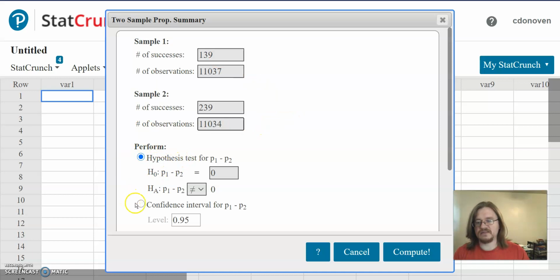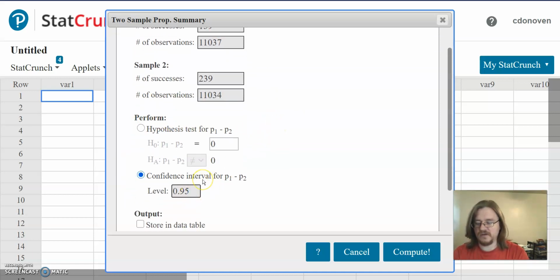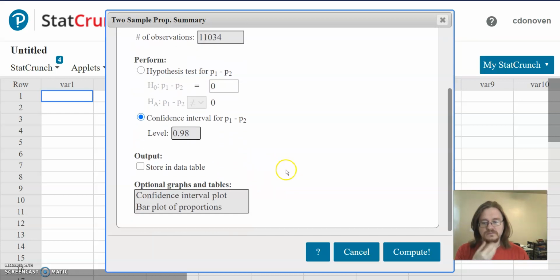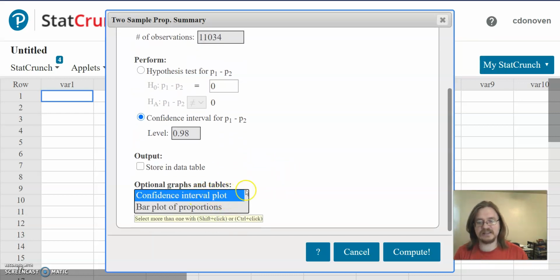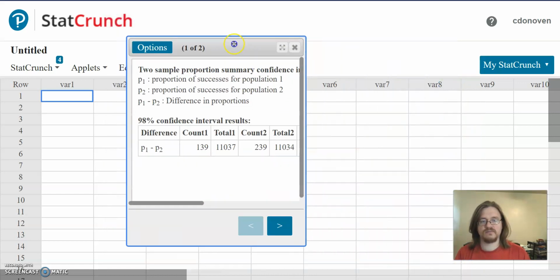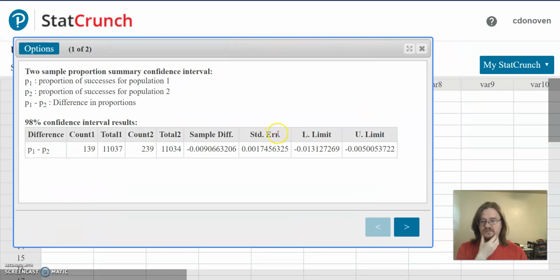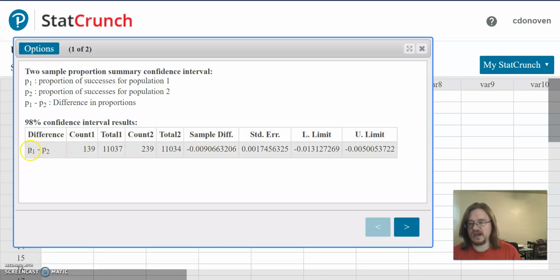And now we don't want to perform a hypothesis test, we want to form a confidence interval, and our confidence level is going to be 98%. One nice thing is we can ask it to make a confidence interval plot. You don't have to do this, this is not important, but it's kind of nice to see, and then we can compute. So let's look at all of these numbers here. What we see is that we have the difference in the population, all of the numbers that we entered in, and we have our lower limit and upper limit.